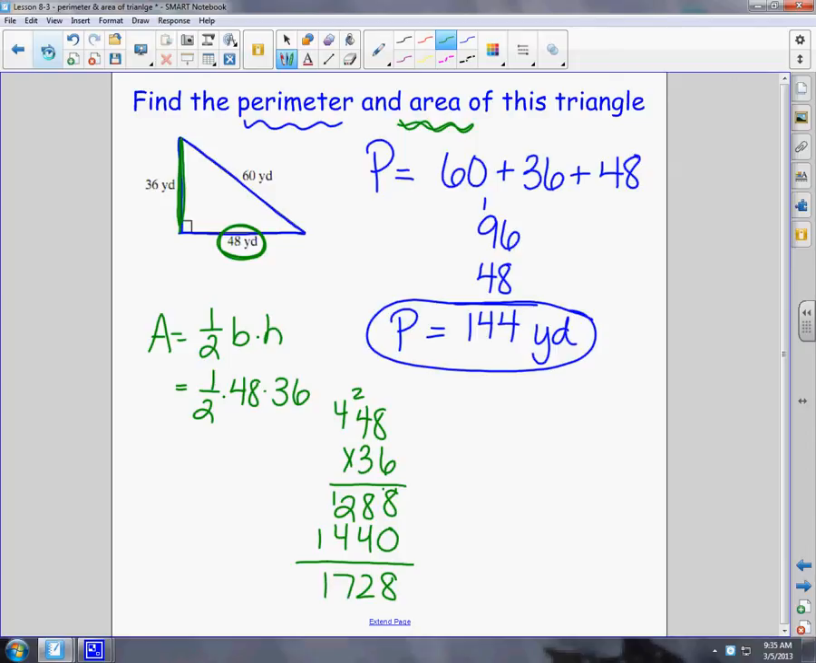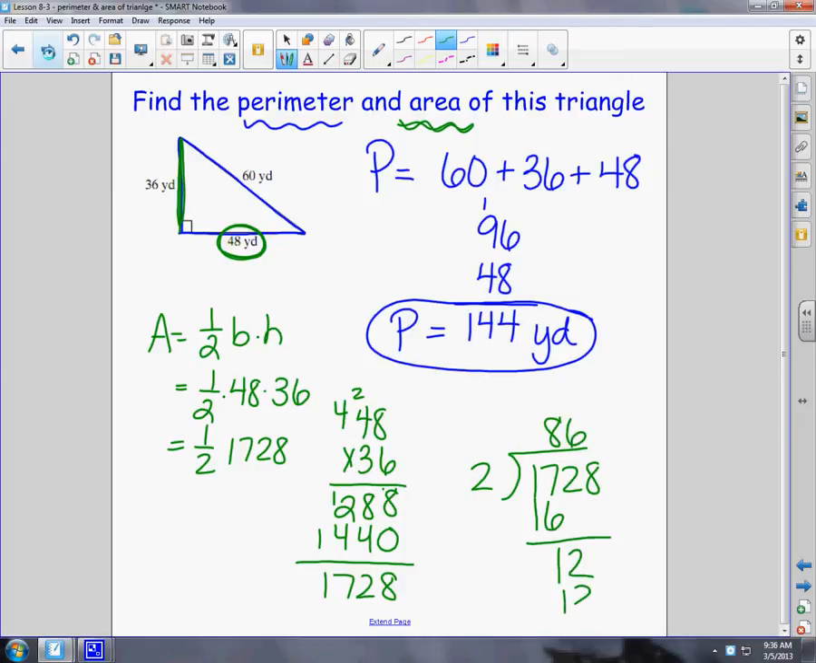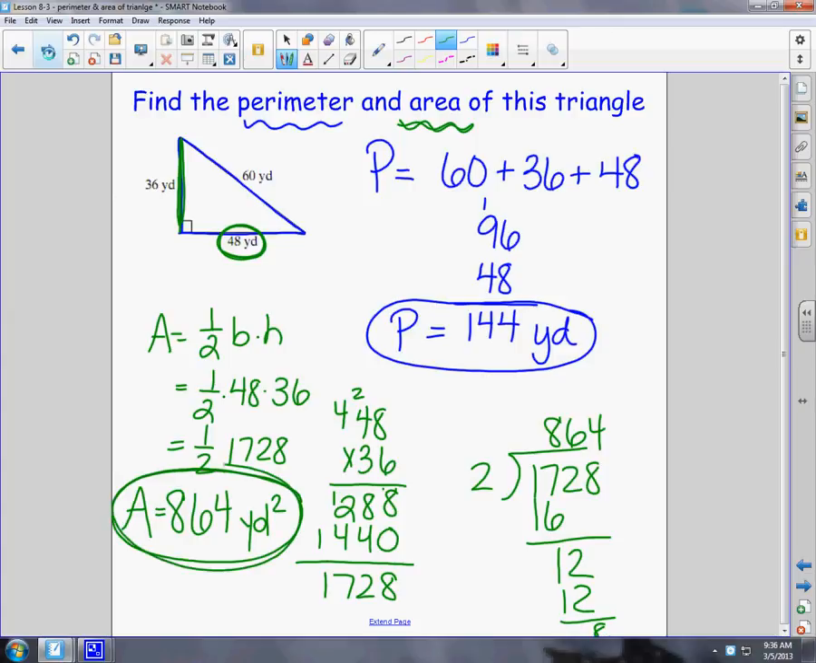and I get 1728. Now, it equals 1/2 of 1728, so then I have to divide that in half. 2 goes into 17 8 times, which is 16. 1, I bring my 2 down. 2 goes into 12 6 times. Bring down my 8. 2 goes into 8 4 times. So my area is 864 yards squared. Remember, it has to be squared because it is area.